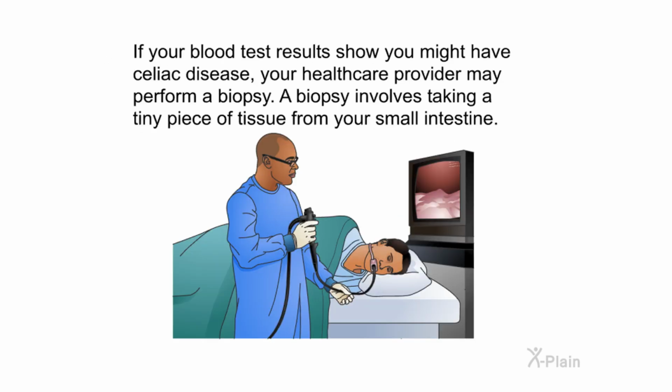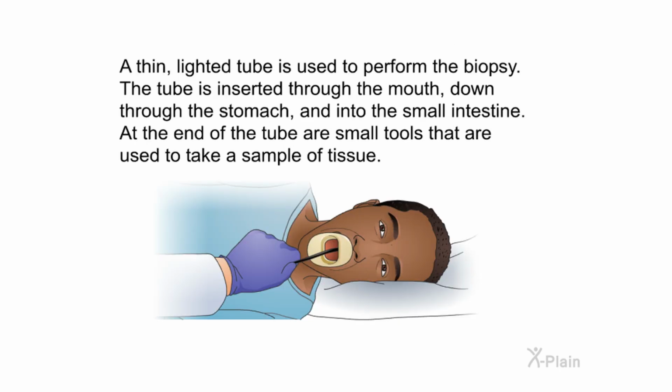If your blood test results show you might have celiac disease, your healthcare provider may perform a biopsy. A biopsy involves taking a tiny piece of tissue from your small intestine. A thin lighted tube is used to perform the biopsy. The tube is inserted through the mouth, down through the stomach, and into the small intestine. At the end of the tube are small tools that are used to take a sample of tissue.